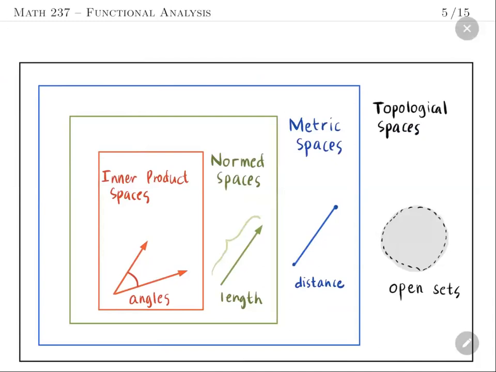So for open sets, you have the topological spaces. For the concept of distance, you have the metric spaces. For the concept of length, you have the norm spaces. And finally, if you have the concept of angles, then these would be the inner product spaces. So here, the largest is the topological spaces, and the smallest among the collections are the inner product spaces. Because, as we know, angles lead to lengths, lengths lead to distances, and distances lead to open sets.